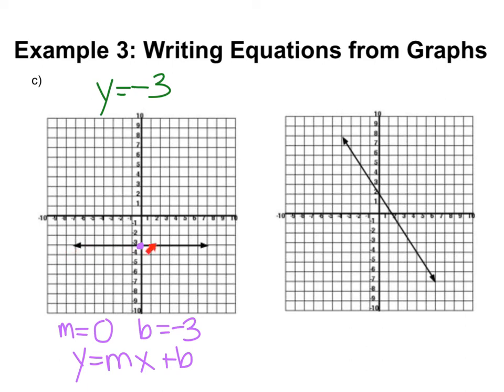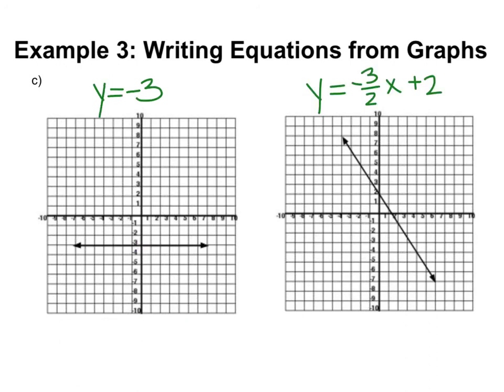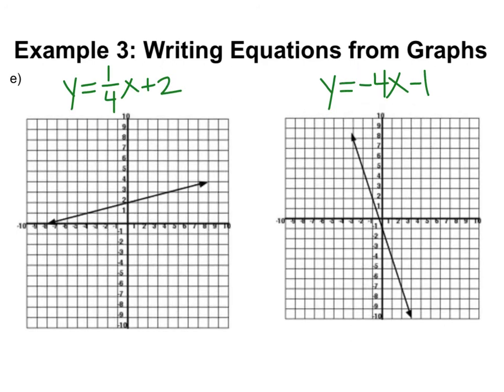So this is going to happen for all horizontal lines because all horizontal lines have a slope of 0. So all of your equations will focus around that b value. Go ahead and try D, E, and F on your own. So take the time to check your answer here with problem D, as well as problems E and F, and that's going to complete our examples for writing equations from graphs.